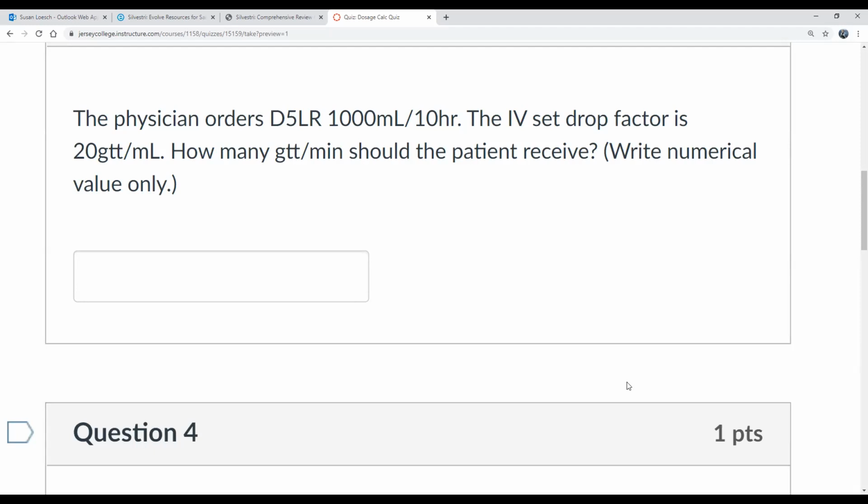Ms. Loesch, should I tell the answer yet, or what I think is the answer? If you got the right answer, then you should have 1,000 divided by 600 times 20. That's what I did. Oh, yes, right, because when it says numeric only, all you're going to put there is the number. You don't have to put drops per minute or mLs or anything like that.